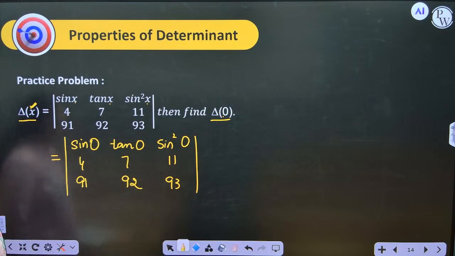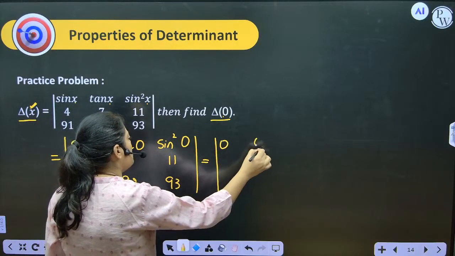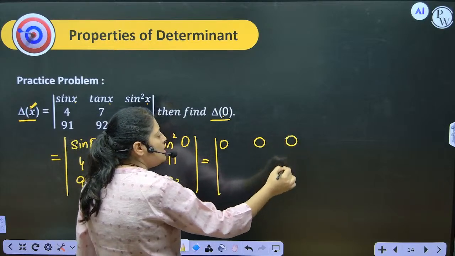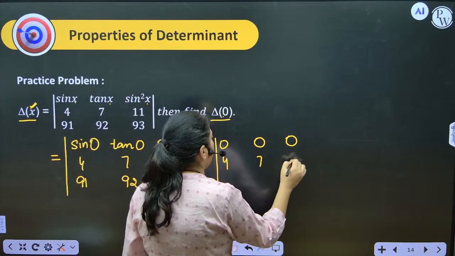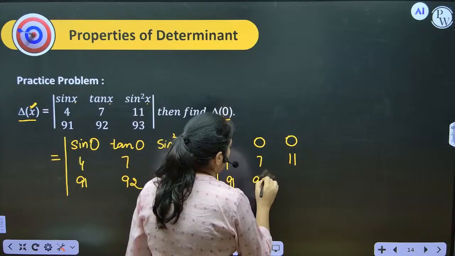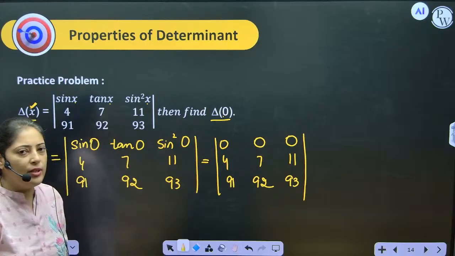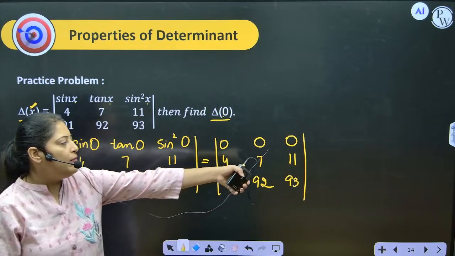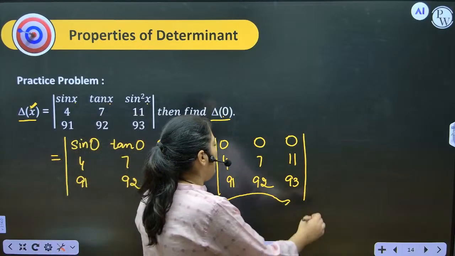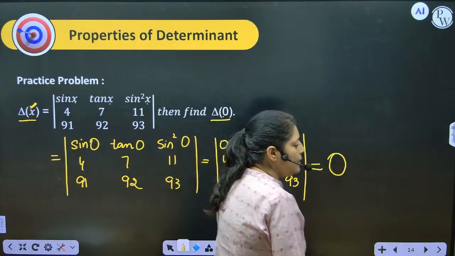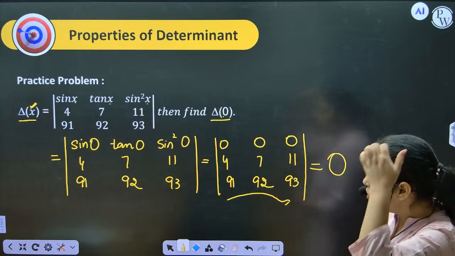Now sine 0 is what? 0. Tan 0 is also 0. Sine 0, 0. 0 square is also 0. 4, 7, 11, 91, 92, 93. And as I clearly mentioned in your last property, that whenever one full row or full column is 0, determinant value will definitely come out to be 0. So answer is 0 for this. Note it.